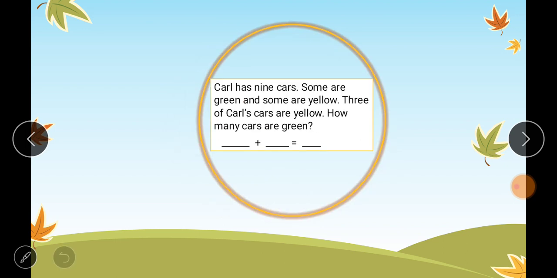Okay, so now to the last story problem for today, so I can release you to go and solve the story problems in the worksheet sent to you. Carl has 9 cars. Some are green and some are yellow. 3 of Carl's cars are yellow. How many cars are green?